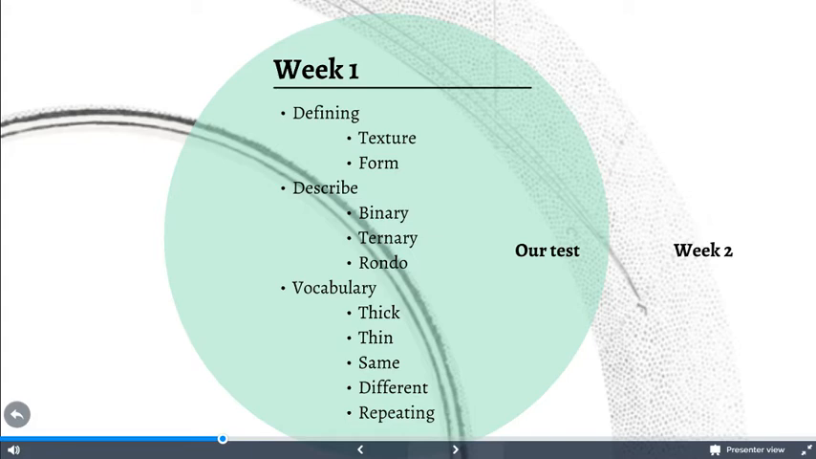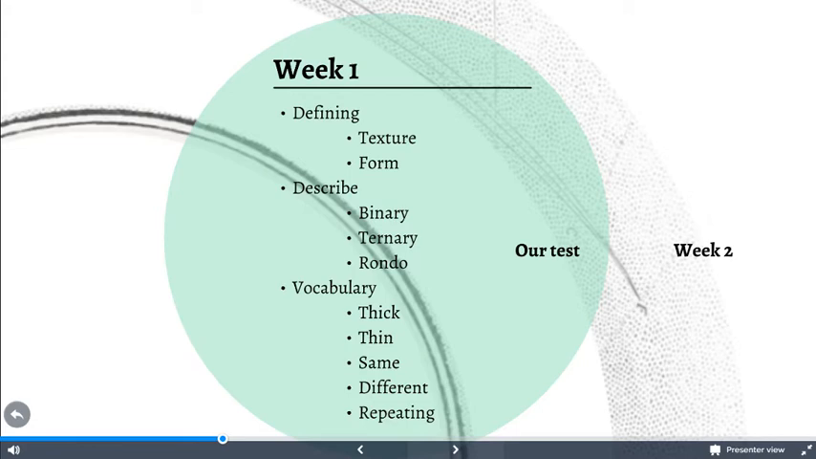And we also defined and described form. So we said that form was the pattern that music followed, and we really focused on 3 kinds of form, which was binary, which follows the A-B pattern, ternary, which follows A-B-A, and rondo, which follows A-B-A-C-A.